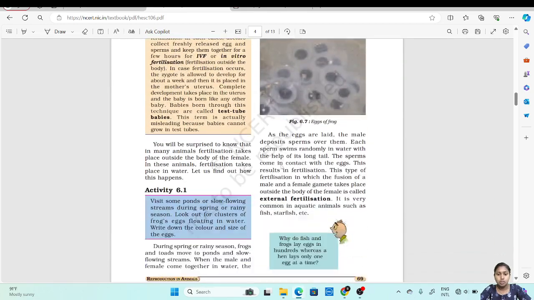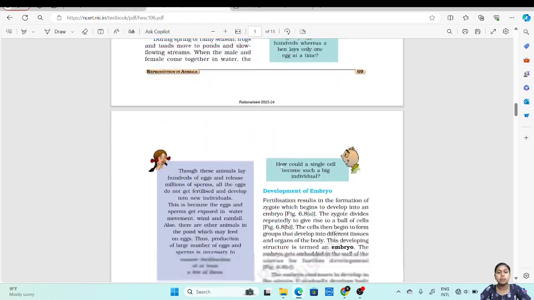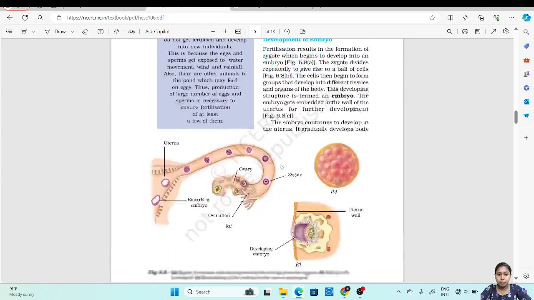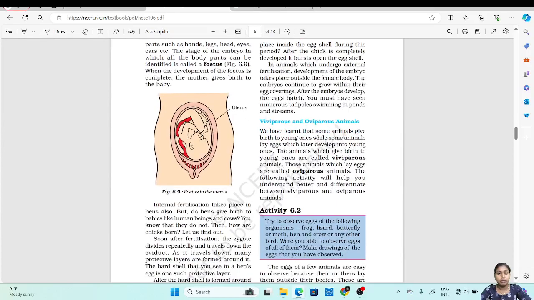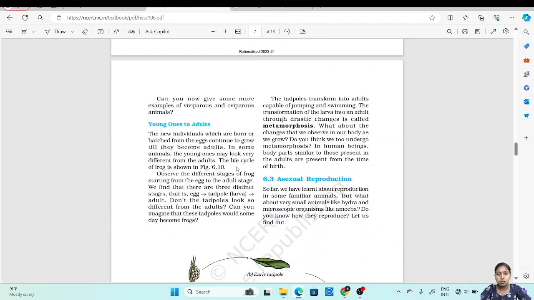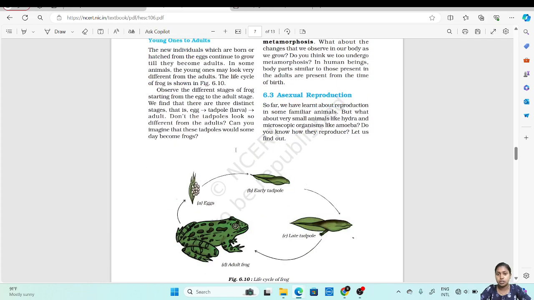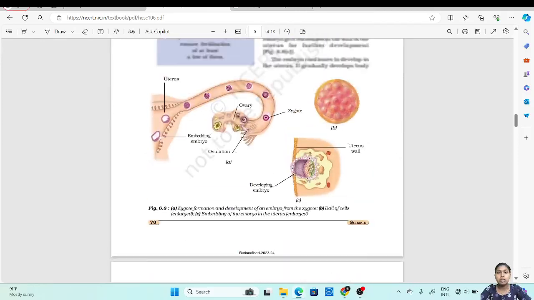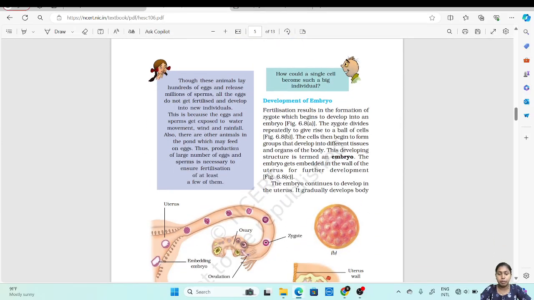So in today's class, we'll deal with development of embryo, viviparous and oviparous animals, how the young ones grow into adults, and the asexual reproduction. So let's start with the development of embryo.